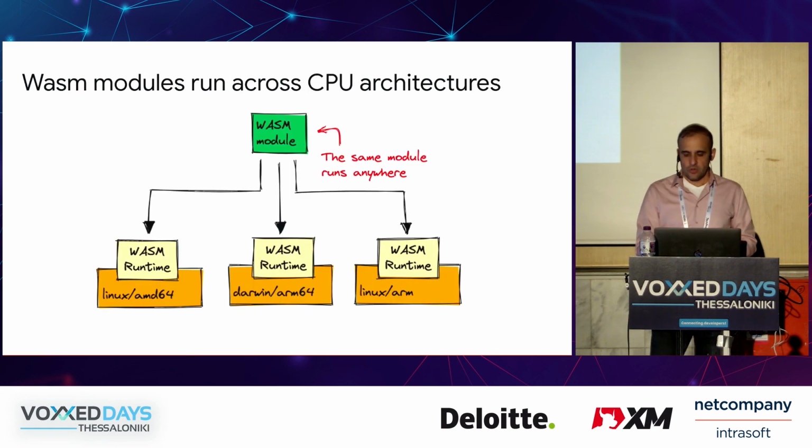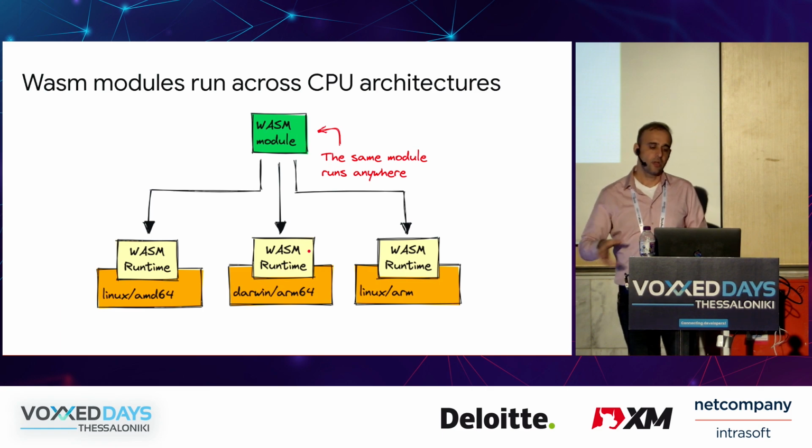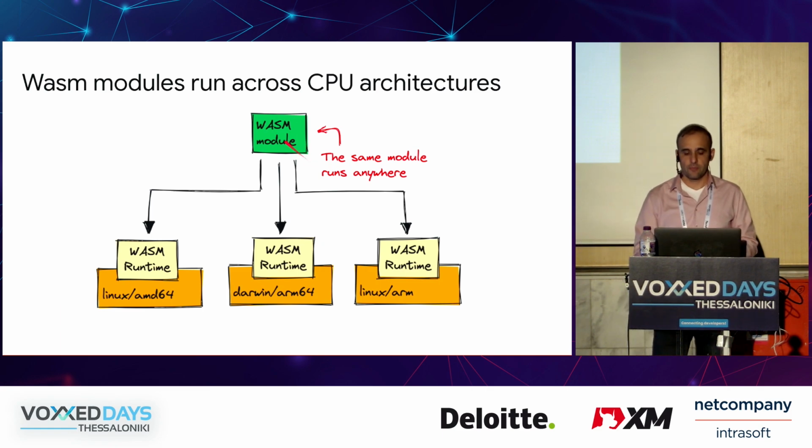Now, once you have the code compiled, you can run it pretty much anywhere. You can run it on different architectures. All you need is this Wasm runtime. You need to have the Wasm runtime installed on the target architecture. But once you have that, this module can be compiled on Windows, for example, but you can run it on Linux without having to change it because of this runtime.